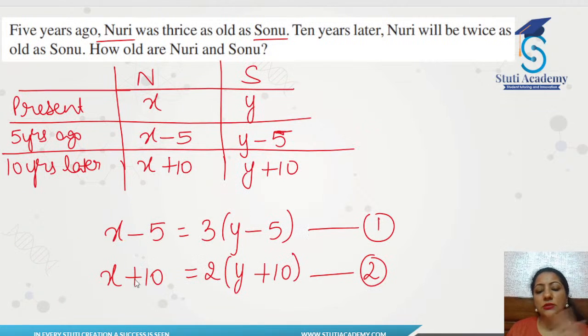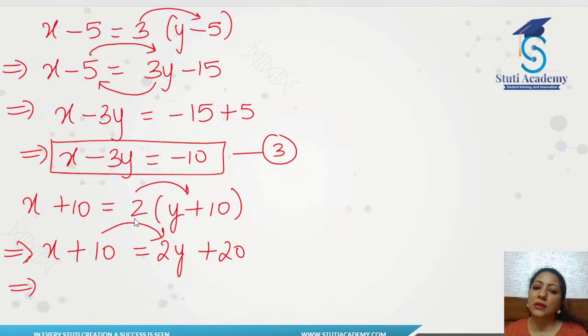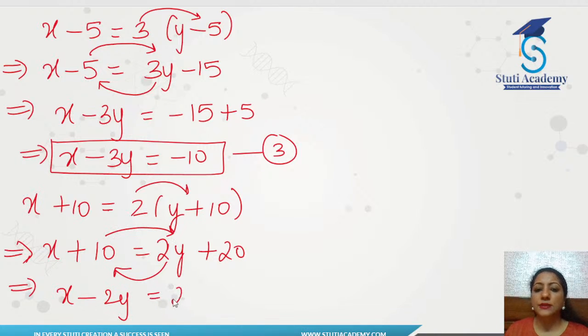This was 10 years later. Noori's age will be 2 times Sonu's age. I'm making use of the second equation. That's x plus 10 is equal to 2 times of y plus 10. 2 we are going to take inside the bracket and we'll get 2y plus 20. Now this 2y I'm going to take towards the left hand side. Once I take 2y towards the left hand side, I'll get x minus 2y here. And 10 I'm taking on the right hand side, I'll get 20 minus 10 here. So we have x minus 2y is equal to 10 here. That's the fourth equation. So in place of the third one, I'll be using the fourth equation here.